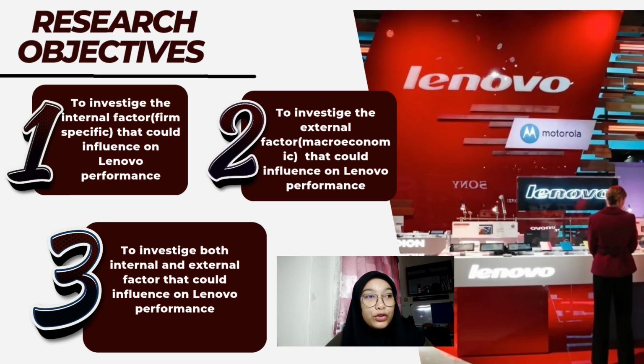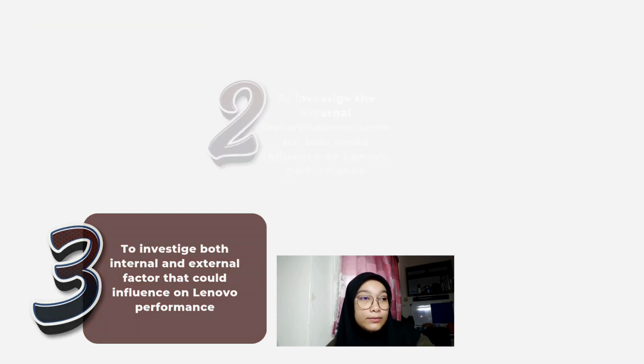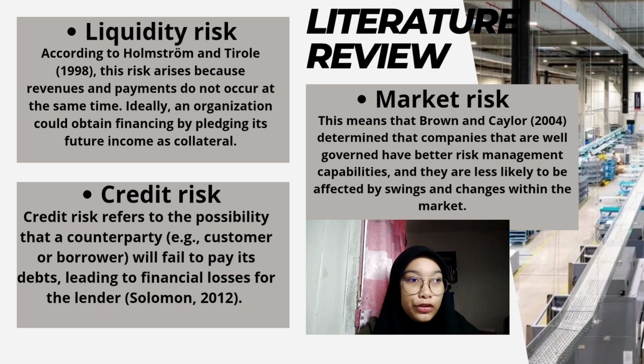So next we move to the research objective. The first one is to investigate the internal factors like debt to income, operating margin, and operating ratio that could influence Lenovo performance. The second one is to investigate the external factors like unemployment, interest rate, and exchange rate that could influence Lenovo performance. And the third one is to investigate both internal and external factors that could influence Lenovo performance. So next we move to the literature review.